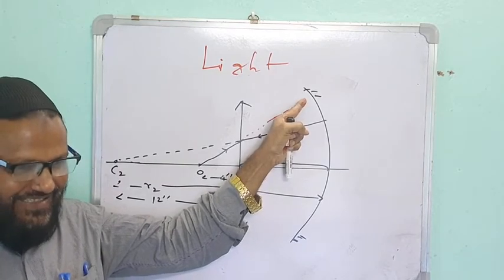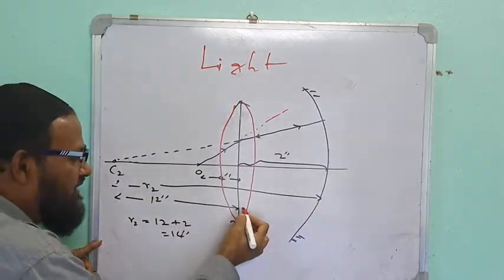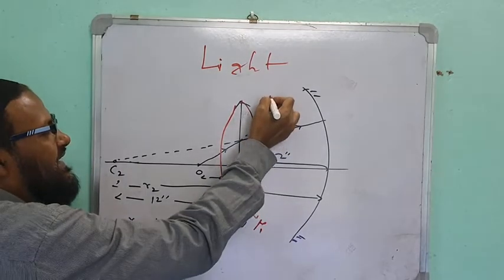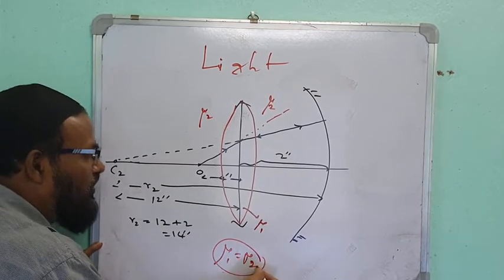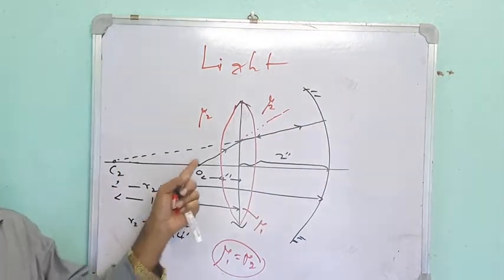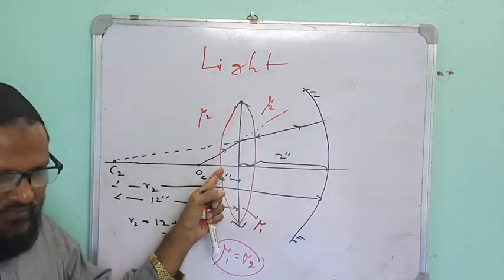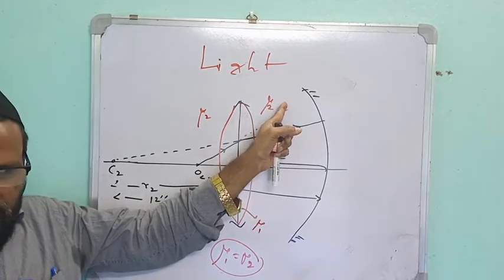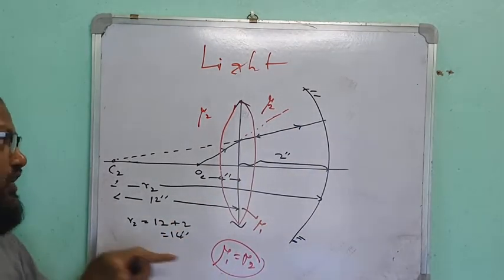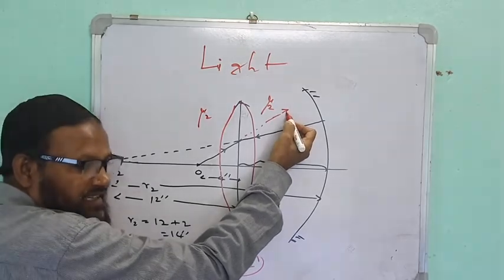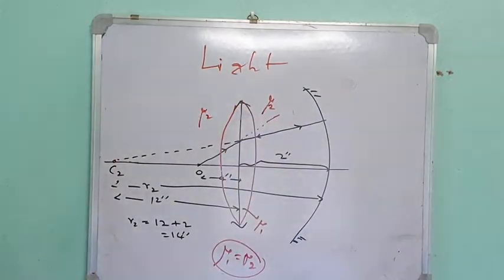There is one question. This lens has medium mu 1, and this side mu 2. When mu 1 equals mu 2, in that case this is the path. But in this case, mu 1 and mu 2 are not the same. Mu 1 is the refractive index of the lens, and mu 2 is the refractive index of the surrounding medium. Is it clear? Therefore, mu 1 is not equal to mu 2. When mu 1 equals mu 2, light will pass like this, but that is not the question. Therefore, light goes here. This character is converging.